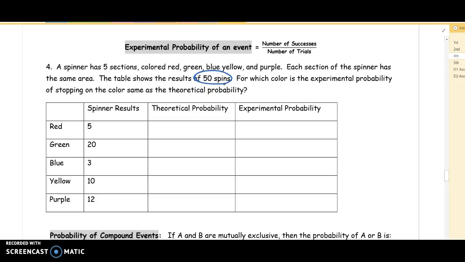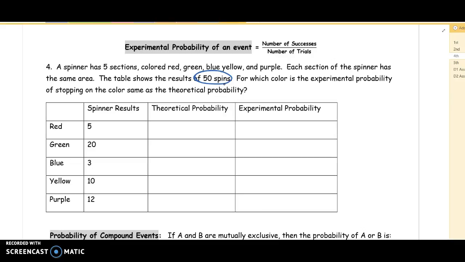Experimental probability has nothing to do with theoretical probability. Experimental probability is looking at, I'm going to do this experiment. I'm going to take this spinner and spin it 50 times, and here's the results of that experiment. I spun red 5 times, I spun green 20 times. Experimental probability uses this data. Experimental probability doesn't care what should happen. Experimental probability is simply what did happen.